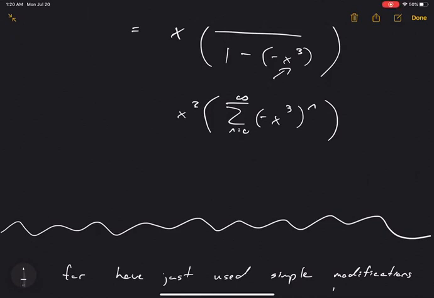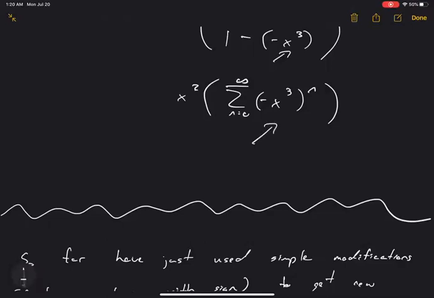When I say simplify, maybe we need to do some simplification first. So let's deal with this stuff in parentheses a little bit. Negative x cubed to the power n. How can I rewrite that to make my life a little bit easier? Well, I could split all this up. Negative x cubed to the power n, see if you can follow, is the same as negative 1 to the power n times x to the power 3n.